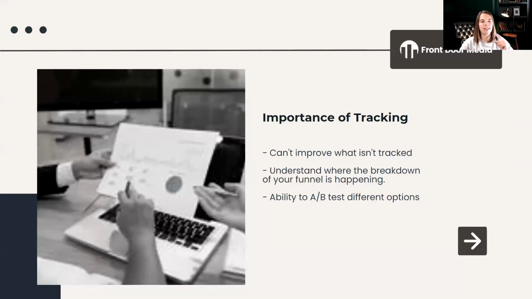So we will cover the metrics to track. This is the importance of tracking: you can't improve what isn't tracked. If you don't know where you started, you don't know whether you're improving. And it's especially important to track things over time so that you can see improvement or decreases across the board.